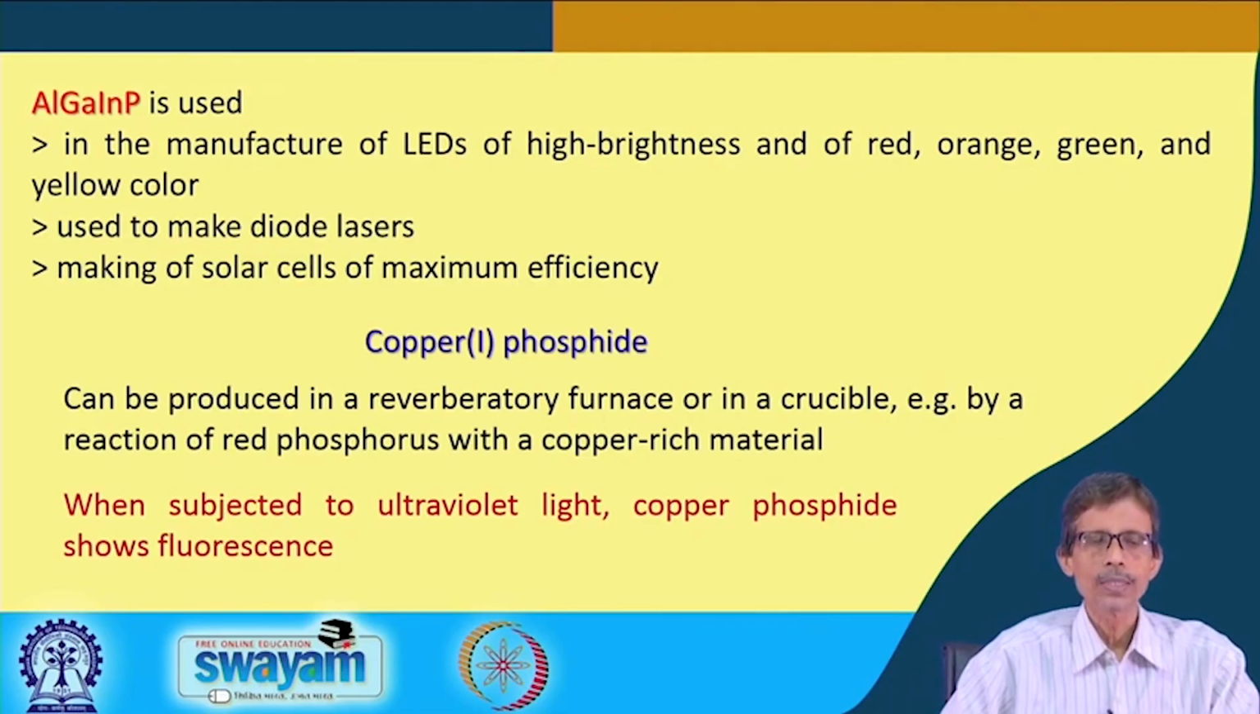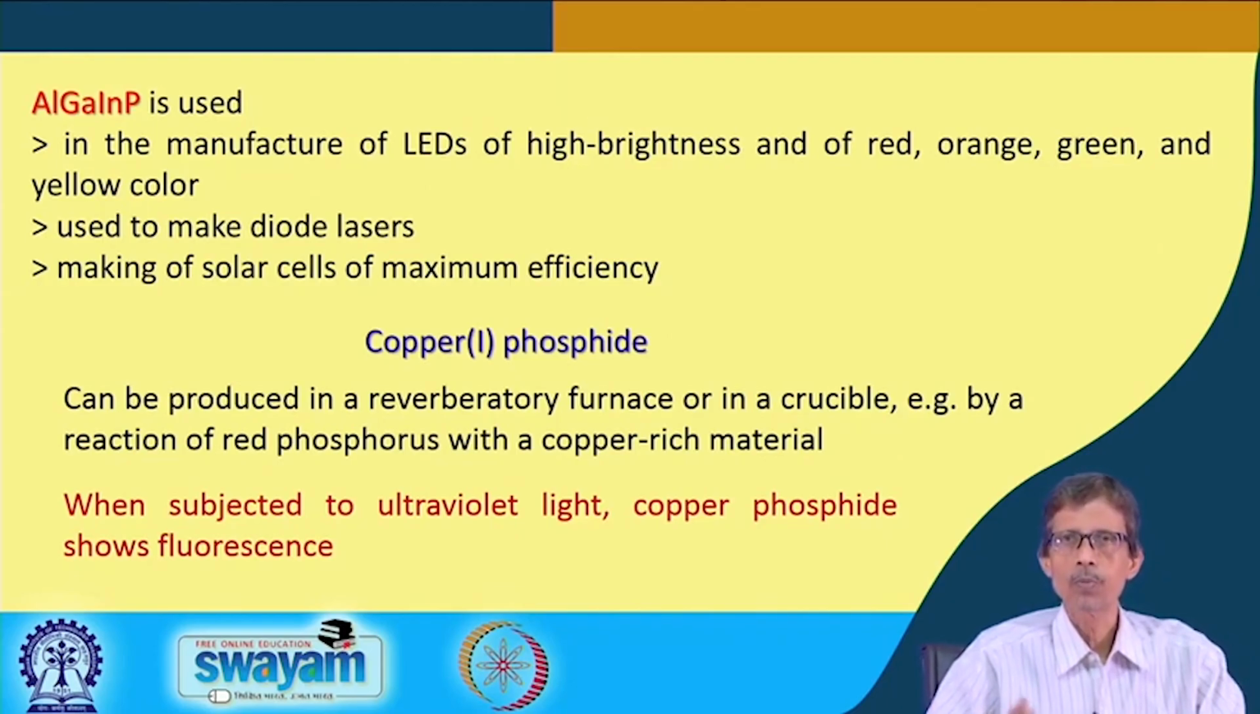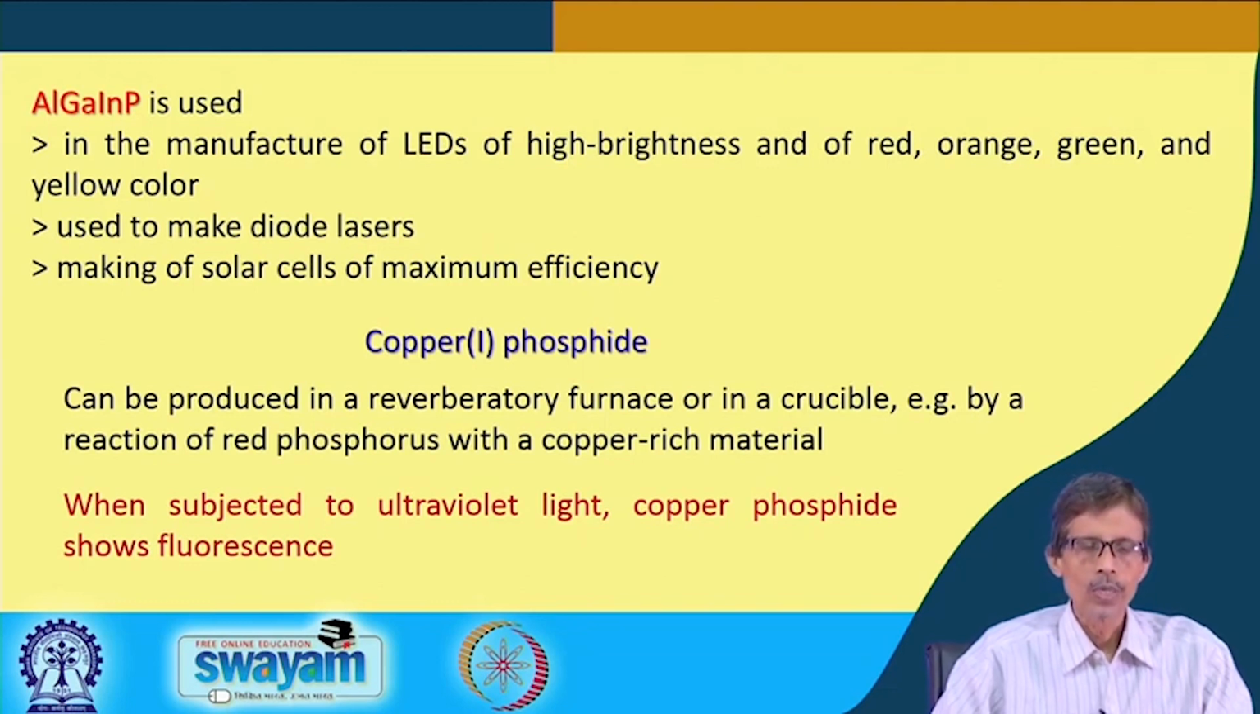How can we produce it? It can be produced in a reverberatory furnace, or in a crucible. Sometimes we can have a porcelain crucible or a nickel crucible or a vitreosil crucible or a crucible of any other material. The crucible is there because it can withstand a very high temperature reaction. So here, instead of taking white phosphorus for making copper phosphide, because always we change from one material to the other, we change the starting material from white phosphorus to red phosphorus.